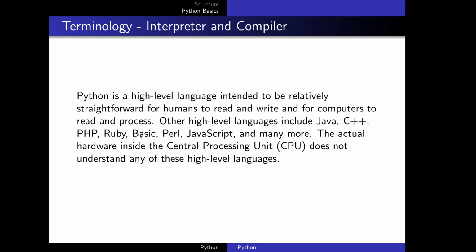The code written in these high-level languages is called source code. This is easier for a human to read, understand, and write. But the CPU, the central processing unit, does not understand these high-level languages.